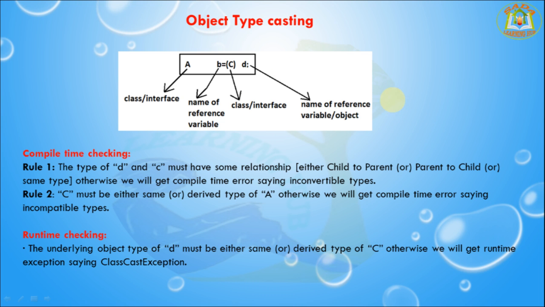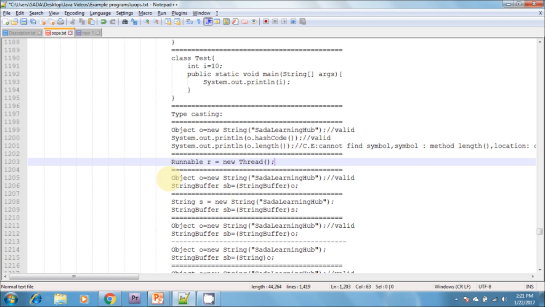For example, I can show you one example here. This is an Object type. I am creating a String class object and assigning it into the Object reference o. After that, I am typecasting this object o into a StringBuffer object. It is valid. Why? Because there is a relation between Object and StringBuffer. That's why it is valid.